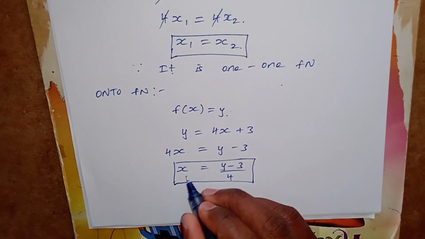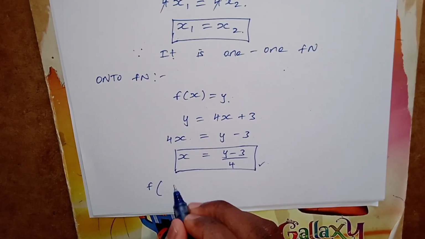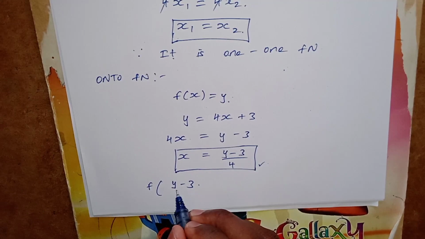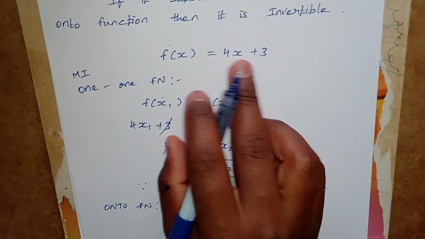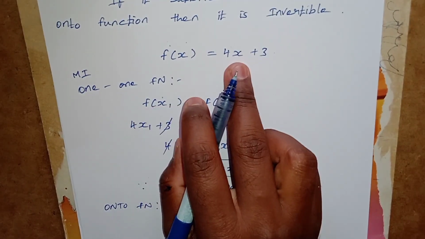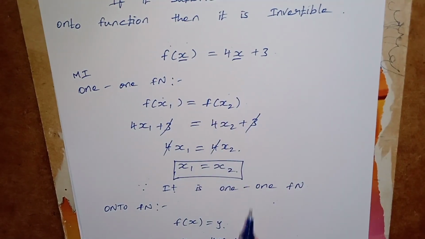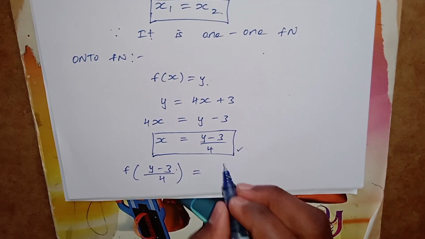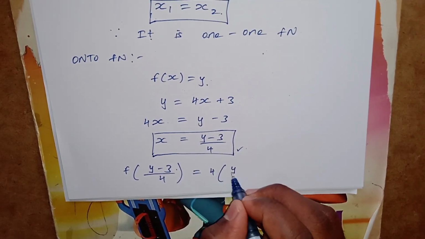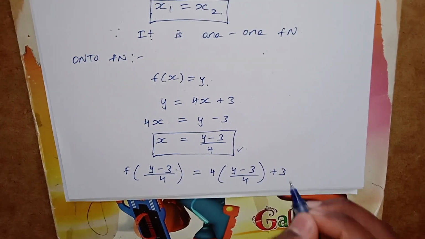Therefore this is my x. You have to take this x and substitute it here: f of (y minus 3 divided by 4). See, f of x equals 4x plus 3. In the place of x, here it is x, therefore this is my x now. Therefore, 4 into (y minus 3 divided by 4) plus 3.